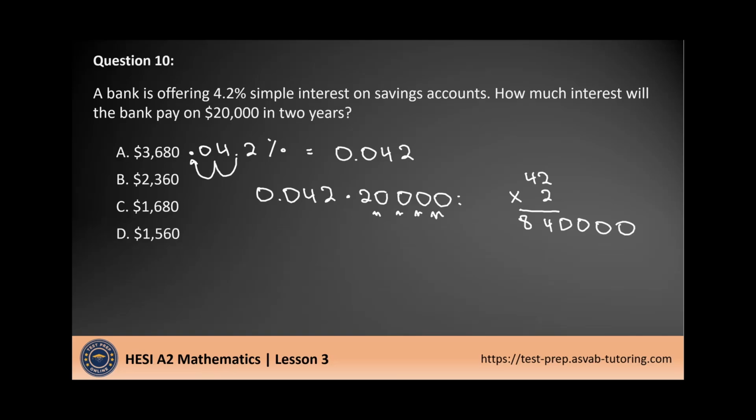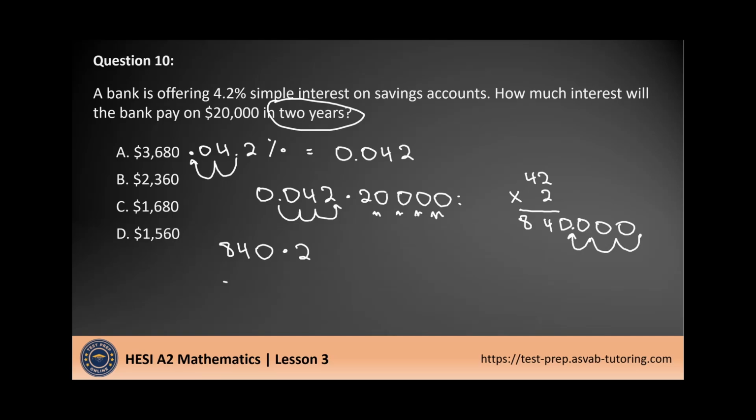Now we multiplied by 42, so really we move this decimal 3 places to the right, which is going to make our product smaller by 3 decimal places to the left. Okay, so we have 840. So $840 is how much interest we paid in 1 year. Again, we're paying for 2 years, so we're going to need to multiply that by 2. So 840 times 2.